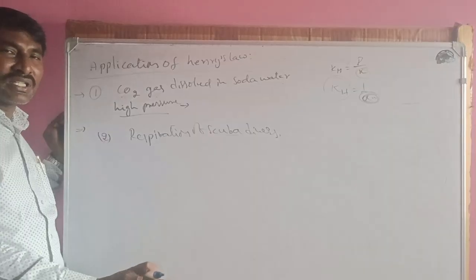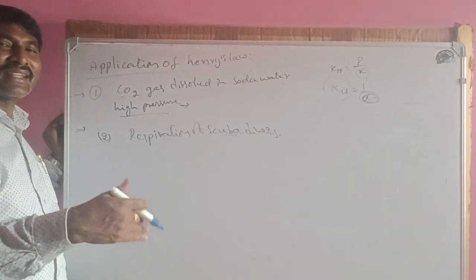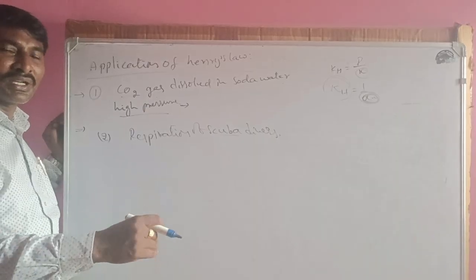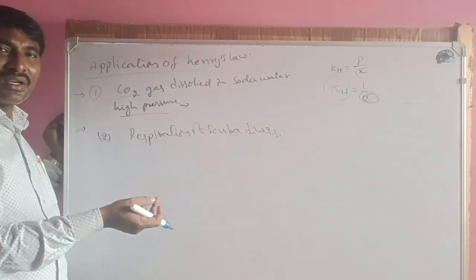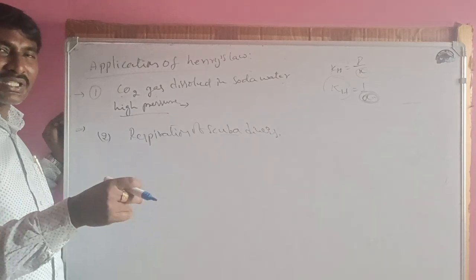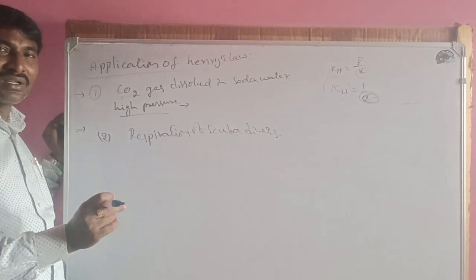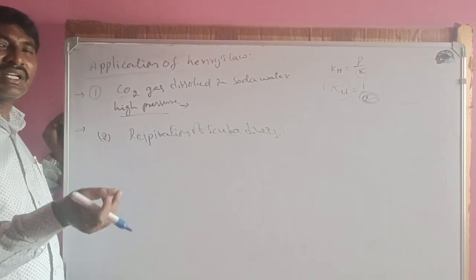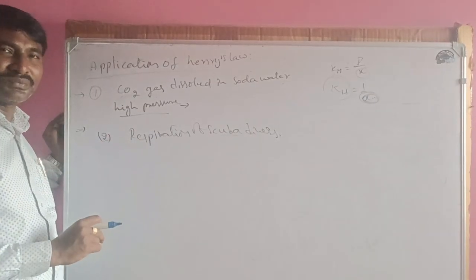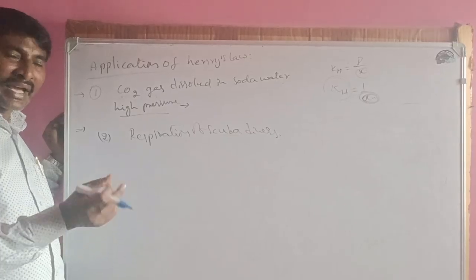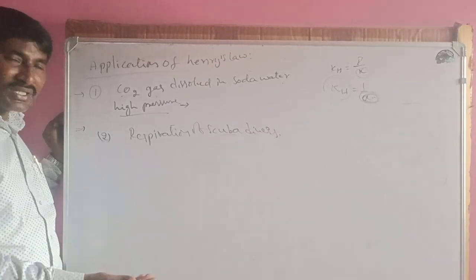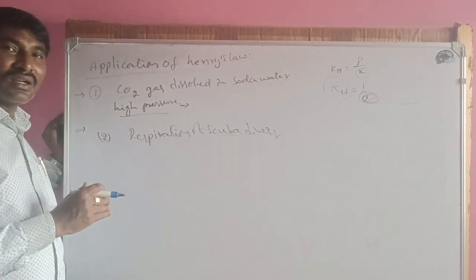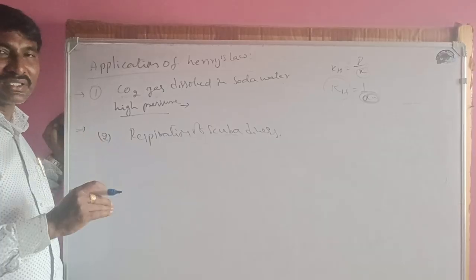Under the sea water, what happens? Generally pressure increases. Along with the oxygen in the cylinders, nitrogen is also present. Under high pressure, the solubility of nitrogen increases, and it readily dissolves in the blood cells.